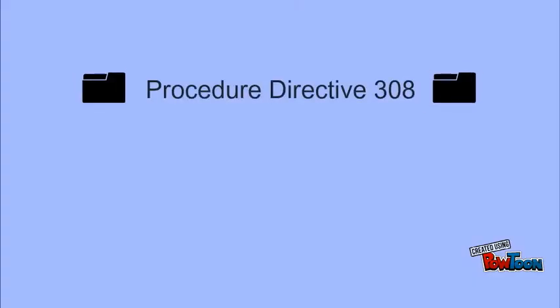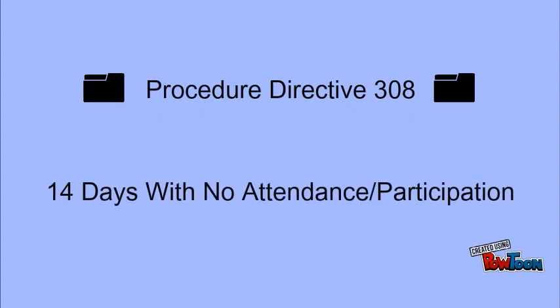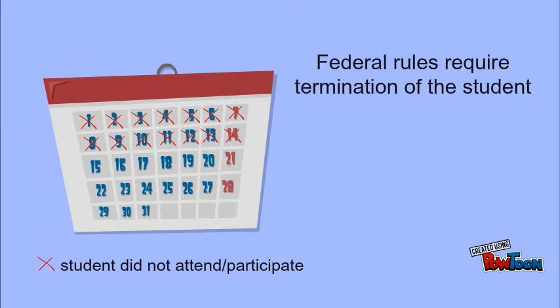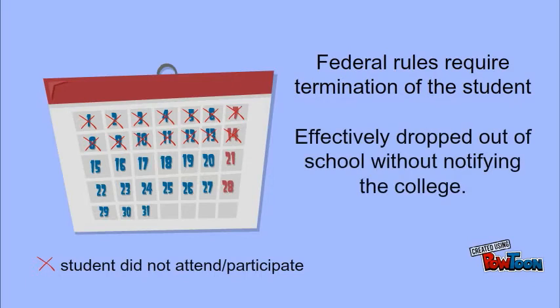Welcome to this training video on Procedure Directive 308, 14 days with no attendance participation. If any student has 14 consecutive calendar days with no attendance or participation in classes, federal rules require termination of the student's enrollment. The assumption behind this requirement is that a student who fails to attend or participate for 14 days has effectively dropped out of school without notifying the college.